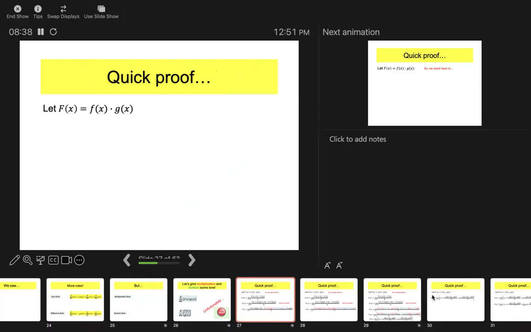I'm going to let capital F represent the product of 2 functions, so that's why this is called the product rule. I want to take the derivative of that. Whenever we prove things, we go back to our definition of what a derivative is. It's the limit as h approaches 0 of the difference quotient, right? Okay, cool. So what do I need to do?